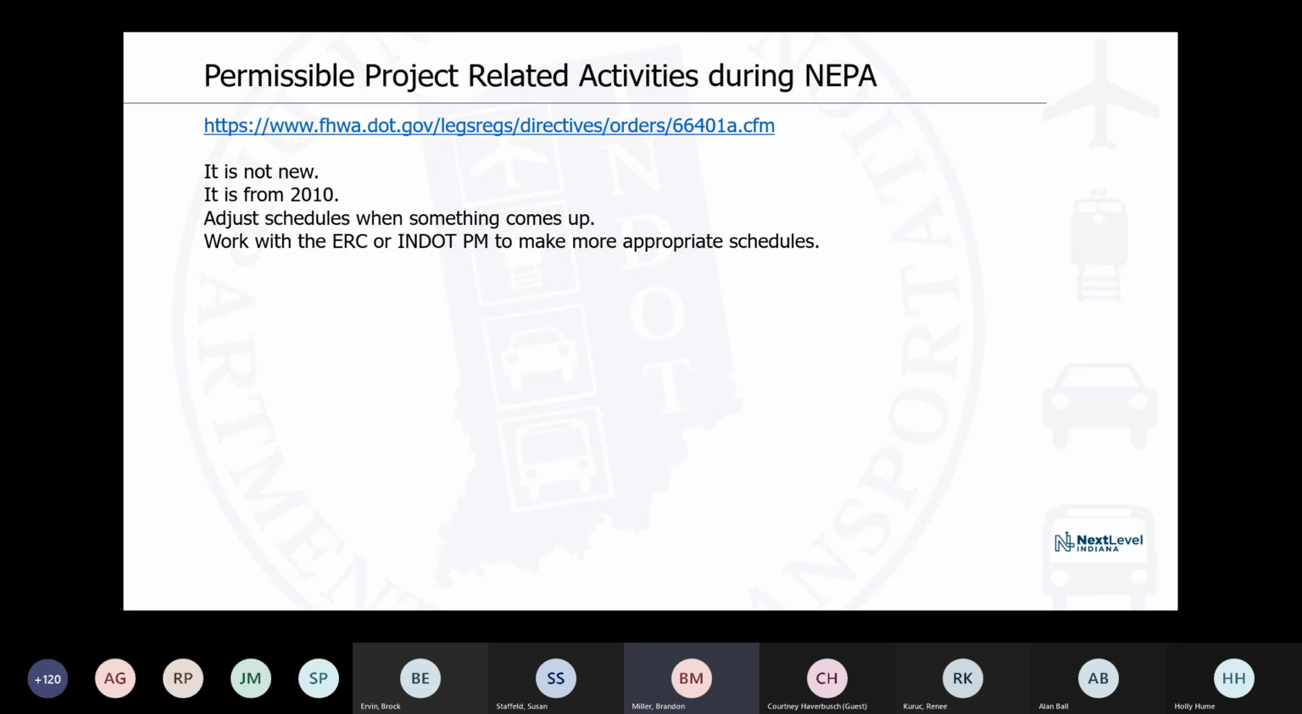Be sure to bring things up. It falls into design and not just environmental. But talking about when things come up and making people aware of what those updated timeframes are. So just something to be aware of.